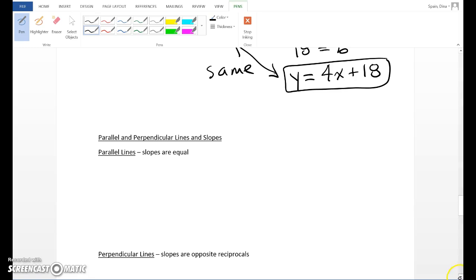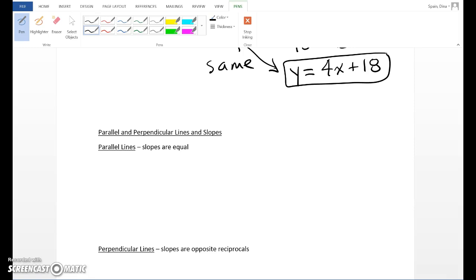Alright, that's about 10 minutes, almost going on 11. Let me do a couple other things and then I'll do part 3. Here, parallel and perpendicular lines and slopes. Whenever we talk about writing equations of lines, the next progression is to talk about parallel and perpendicular lines, how their slopes are related.